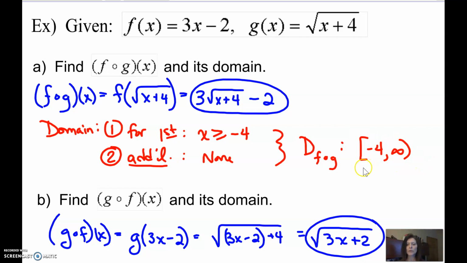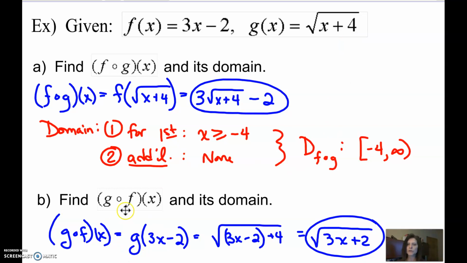Now you notice I do have a bracket on this one, because it says x can be greater than or equal to the negative 4. Because when I put a negative 4 in here, I get 0, and the square root of 0 is 0. It's a real number. It's allowed to be included.